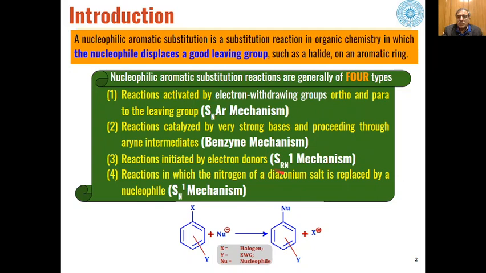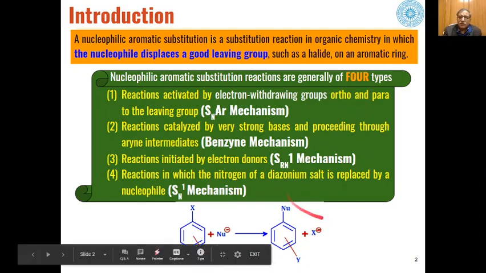The SRN1 mechanism is initiated by electron donors, whereas the SN1 type of mechanism is more common in the case of diazonium salts, where the nucleophile replaces the nitrogen molecule. So we will discuss these two one by one.